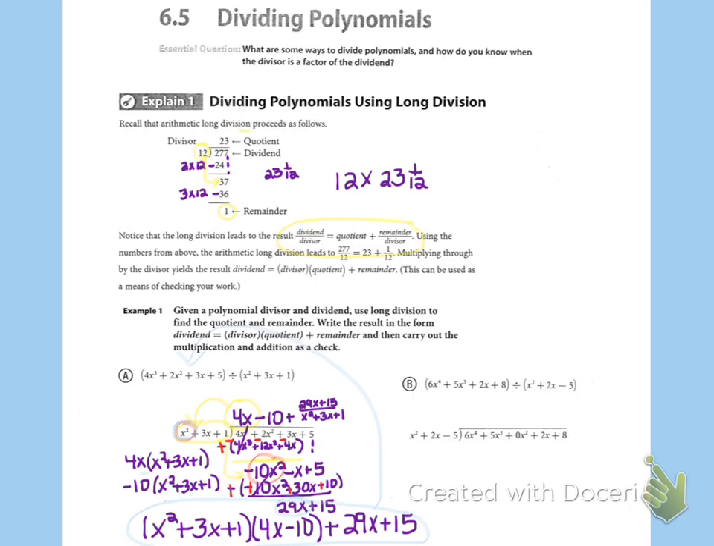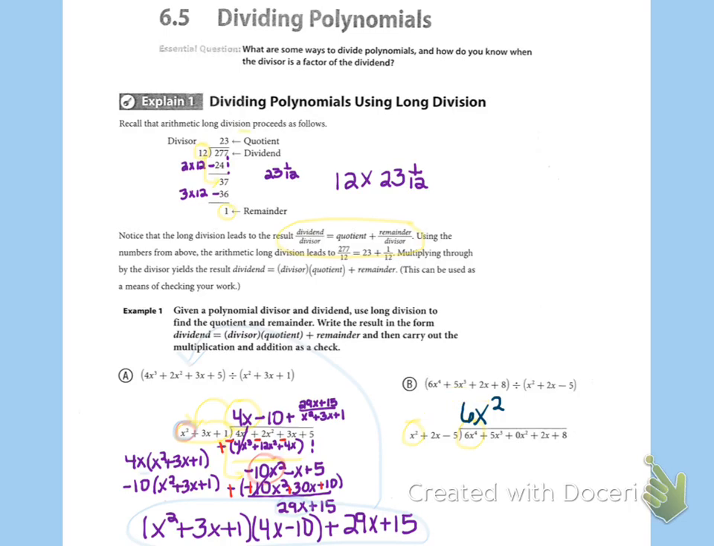As we did before, we're going to start off dividing the first term of the divisor into the first term of the dividend. I can see that if I divide x squared into 6x to the fourth, I'm going to get 6x squared. So now, as I did before, I'm going to take that 6x squared and multiply it by everything in this divisor, and I'm going to subtract it from the original polynomial.